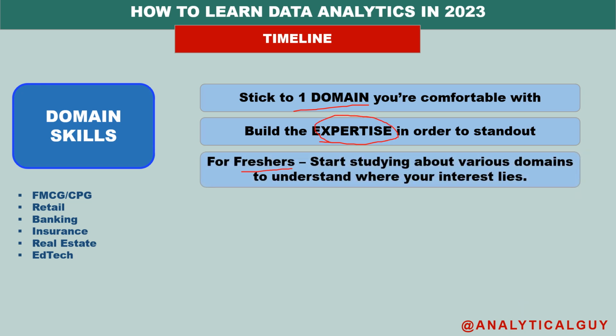For freshers, you don't have any expertise in a domain, no domain knowledge, right? So how to do that? Start studying about various domains to understand where your interest lies. For example, you start studying about FMCG, then you start reading about retail, then banking, real estate, edtech. Then after some time you might want to study more about banking, let's say, or maybe retail. Then you will understand that yes, my interest lies in banking, my interest lies in real estate. Then work on that.